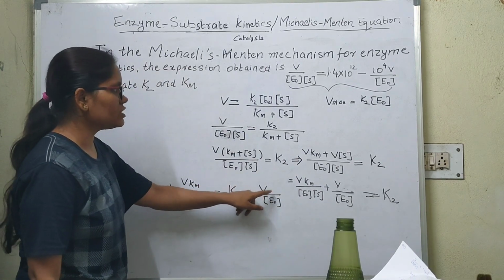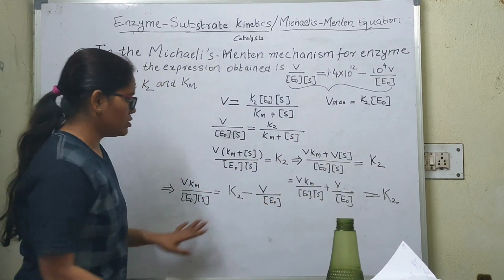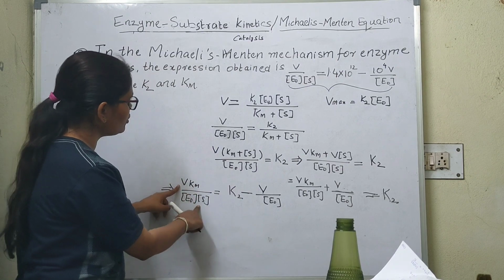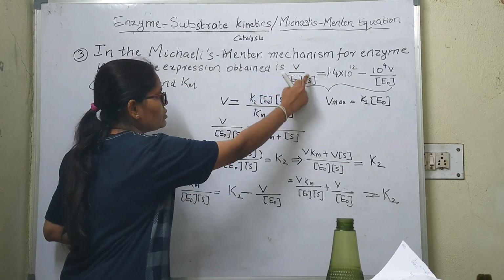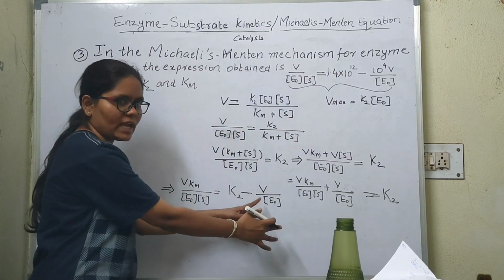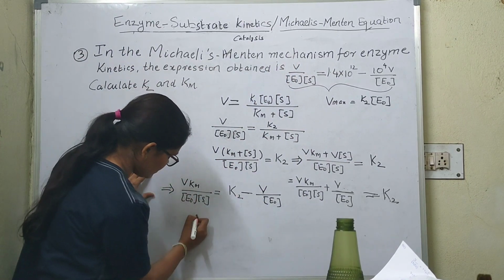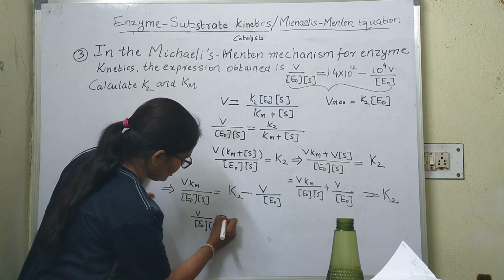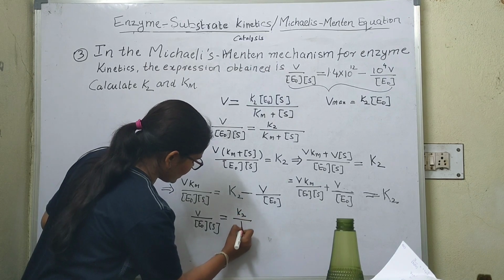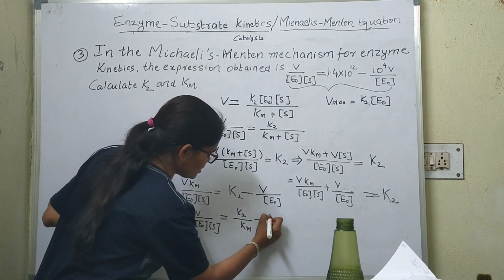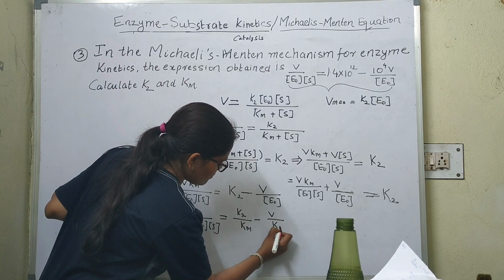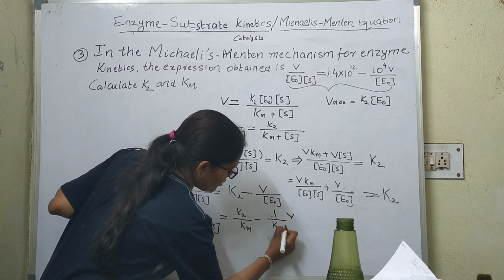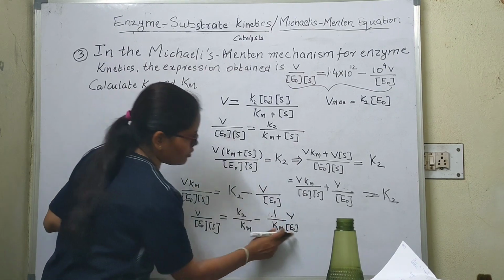Now we have V on this term. So what we can do now is, here there should be no Km, right? V by E naught into S, there is no Km. So I'll take this Km on the right hand side. So I will get V by E naught into S will be equal to K2 by Km minus V by Km, or you can write it as 1 by Km into E naught into V.